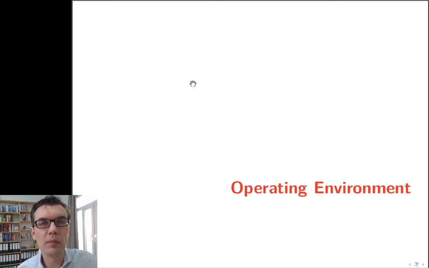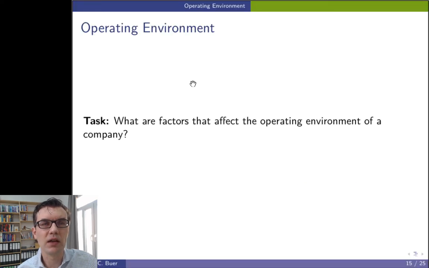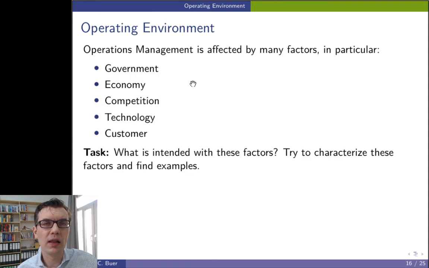What do we mean by operating environment? So we are looking at the environment in which an organization is doing business. And what factors have an impact on this environment? How is this environment shaped? Well, there are, let's say, at least 5 different categories of factors that have an impact on our business.